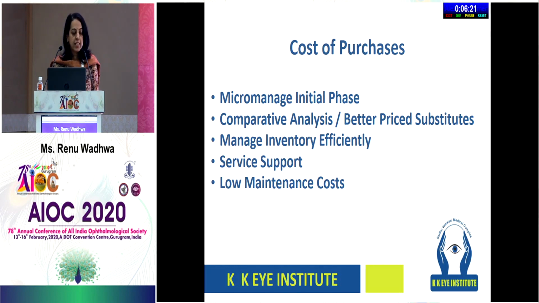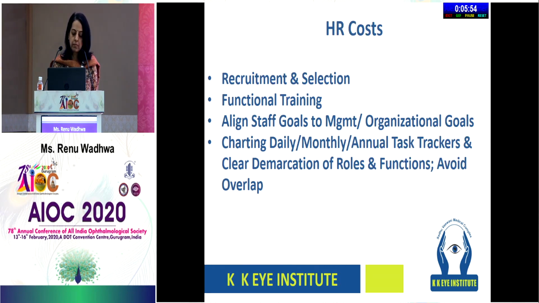Initially, purchases in any community eye hospital will need to be micromanaged by senior management for the first 2-3 years, and then of course it could be delegated to a competent staff. Comparative analysis always gives rise to better priced substitutes, especially when we network with other players in the industry. We need to manage our inventory efficiently, and of course, when we are looking for buying equipment, always look for good service support and low maintenance costs.